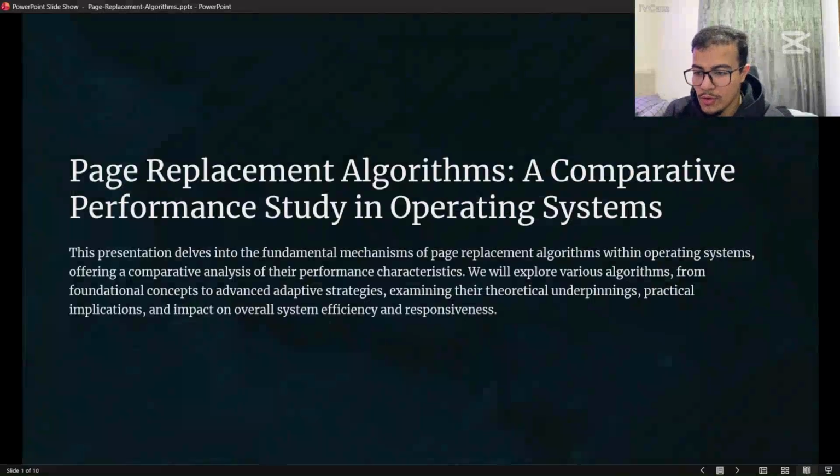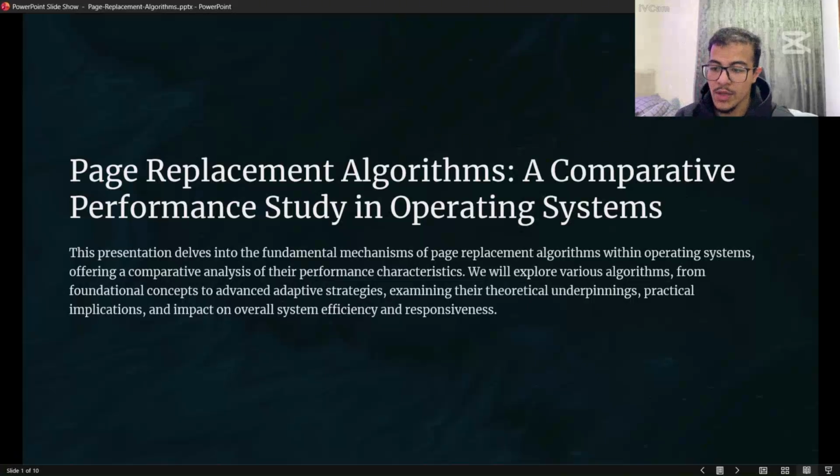Today we're presenting page replacement algorithms in operating systems. We spoke about this in detail in the article. We'll be talking about its importance and some of the details we mentioned in the article here.